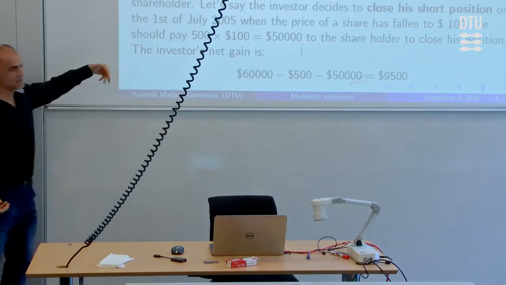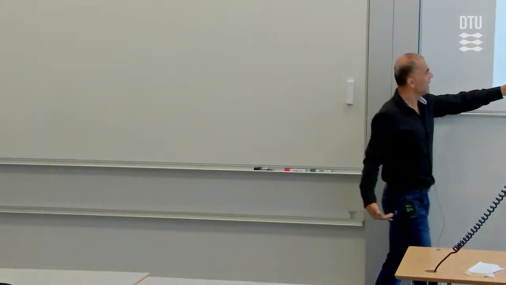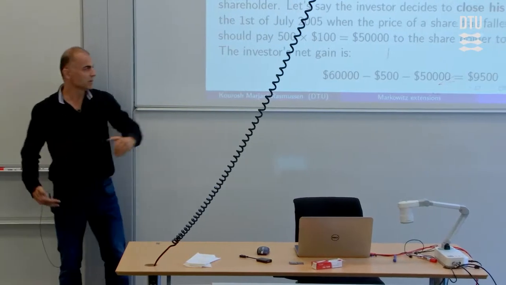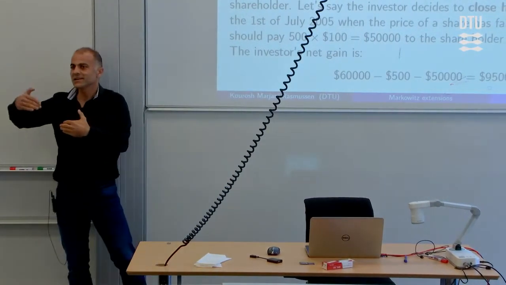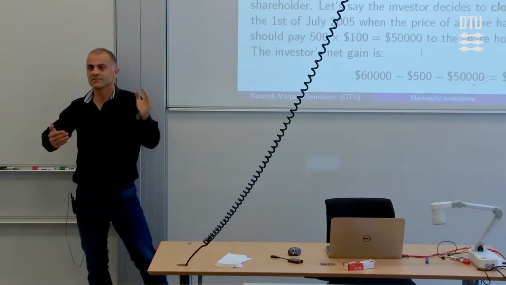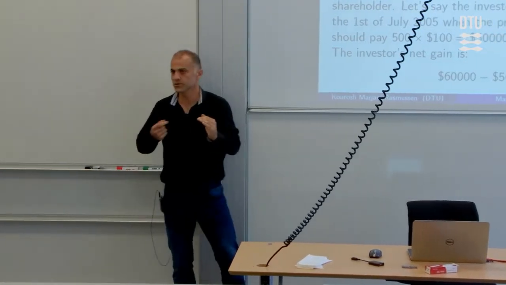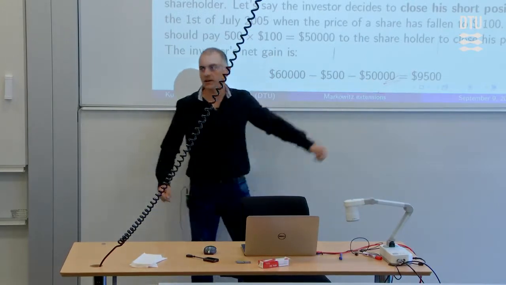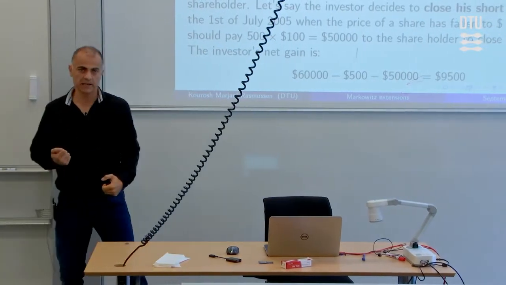And then by the time I don't want to play anymore, I say, well, now I'm done. I want to close this position. So I short to begin with, and at some point, let's say the 1st of July, I decide to close this position because I think the price has fallen enough. Now the price has gone from 120 down to 100. It's time to close the position. So I order to close this position. The price is 100, so I just have to buy them back for 50,000, right?